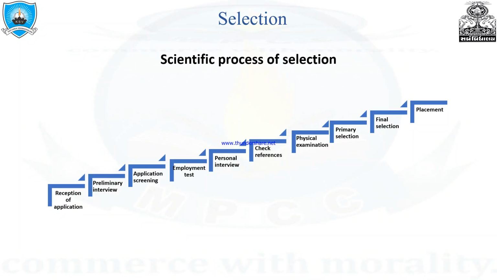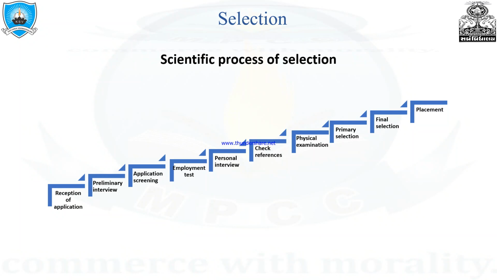So today, let's discuss the scientific process of selection. There are a total of 10 steps in the scientific process of selection. Begin with reception of application. This is the first step in the selection process. The receptionist provides information about the company and current vacancies. It also sets the schedule for the interview and test.